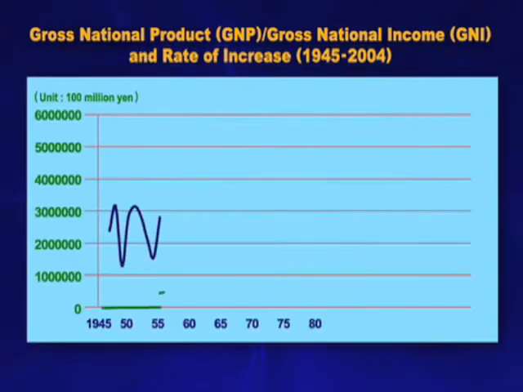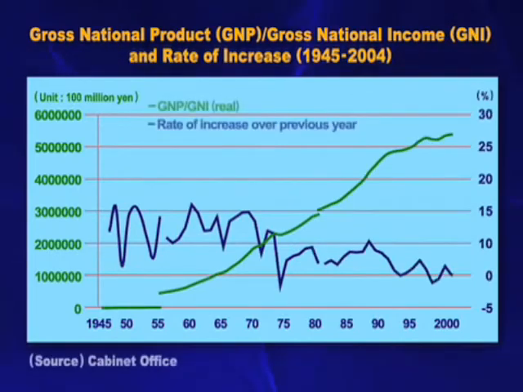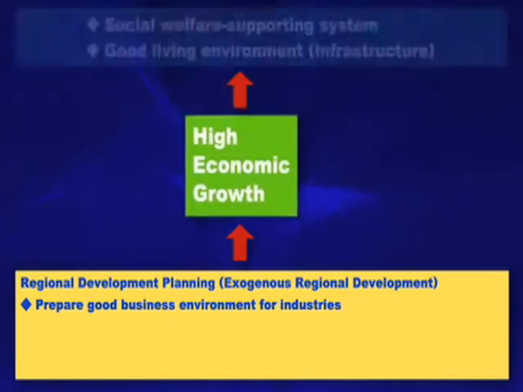This is a graph of Japan's economic growth. Average yearly growth from the mid-1950s to the early 1970s was more than 10%. This period of high economic growth led to Japan becoming the world's second largest economy. The exogenous approach was used to promote large-scale development projects in the heavy and chemical industries. This led to economic growth.